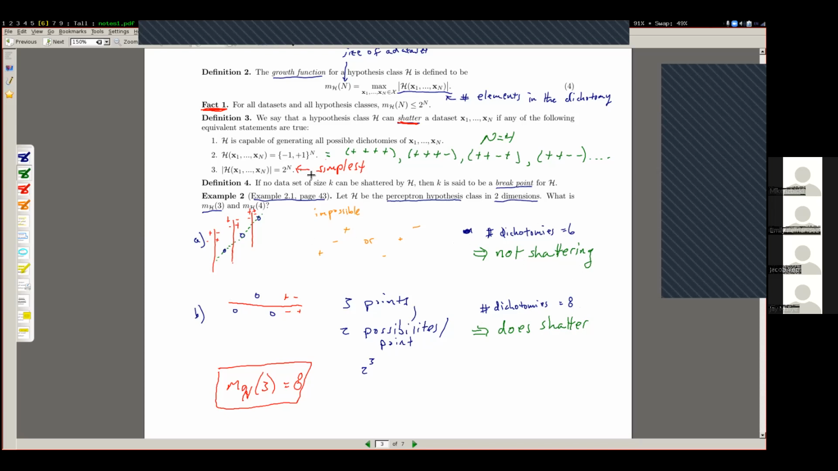Another way of thinking about it, relating to this first definition, is that if you can find some combination of pluses and minuses that your hypothesis class can't distinguish, like here we found 2 different possibilities where there's no possible perceptron that can generate these labelings, then we know that it does not shatter, because it does not generate all possible dichotomies. It does not generate these 2 dichotomies.